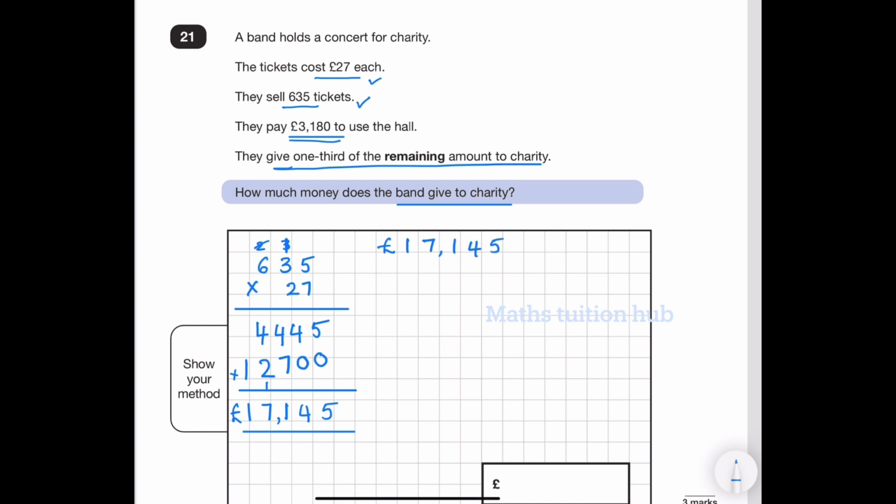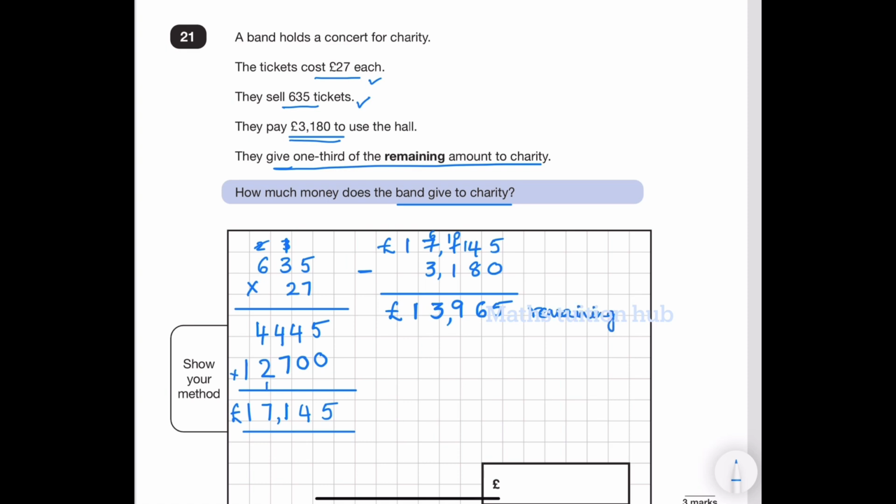And out of this one, they paid 3,180 to use the hall. So we need to take away this amount. It's 5 and borrow from 1. 14 take away 8 is 6 and borrow from 7. 10 take away 1 is 9 and 6 take away 3 is 3 and 1. So that's 13,965 is the remaining amount.